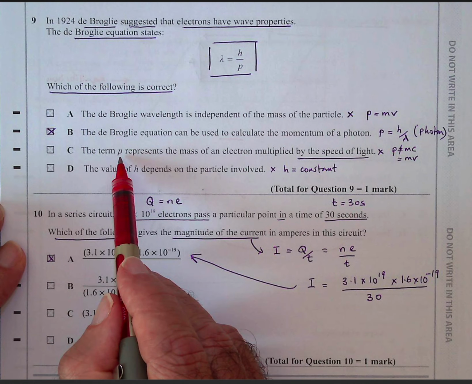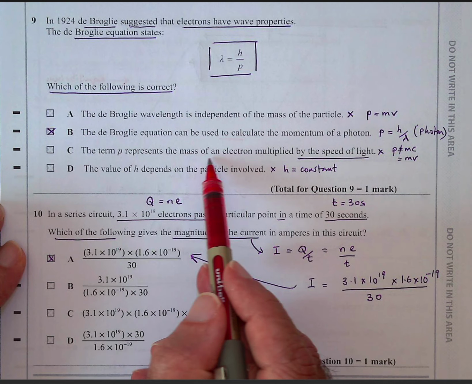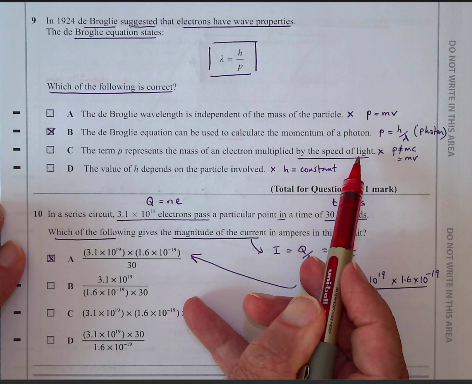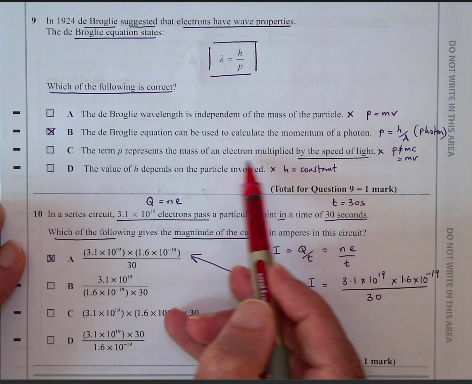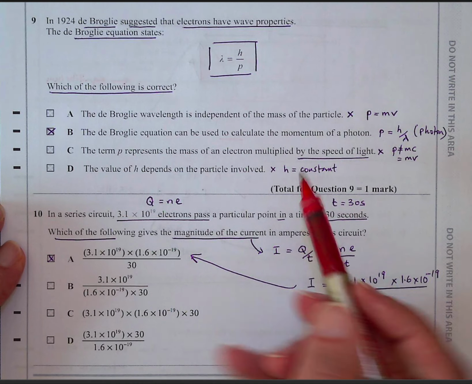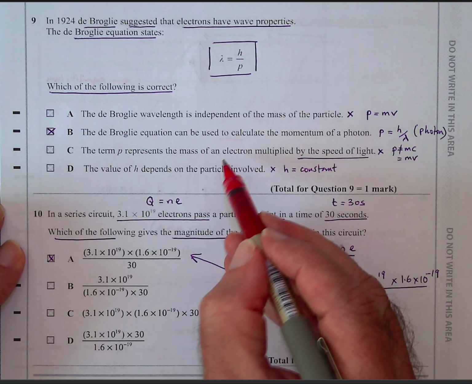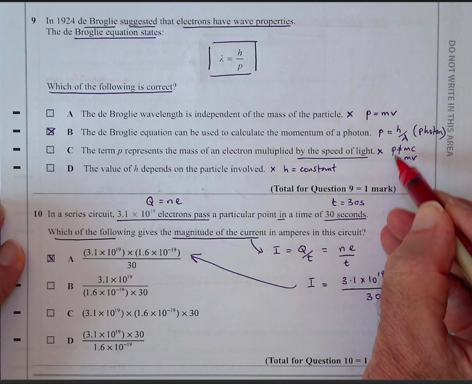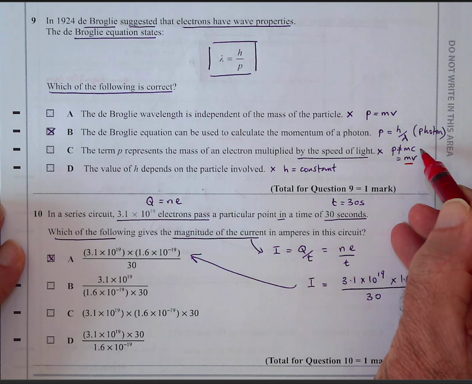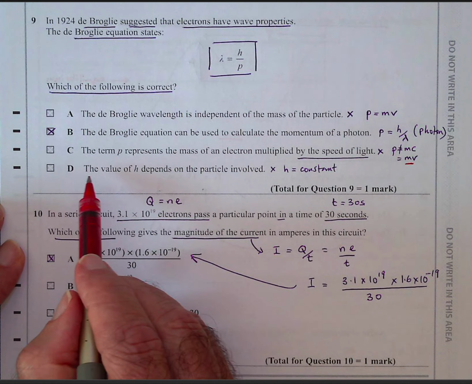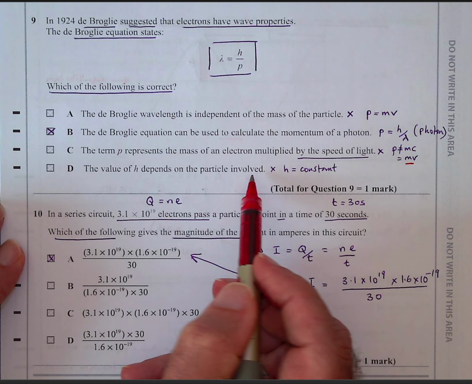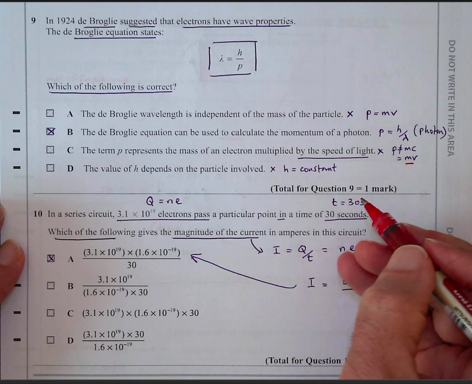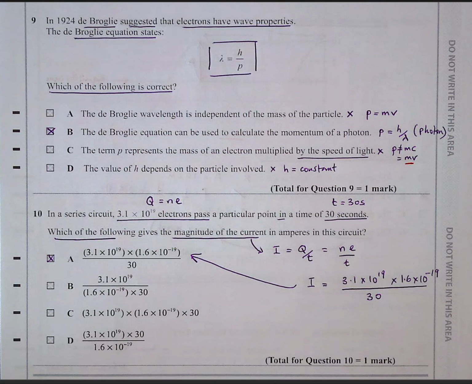The term p represents the mass of an electron multiplied by the speed of light. Yeah? Well, the electrons don't go the speed of light. If they did, it would be correct, but the electrons have their own speed. So p is mv, not mc, if you like. The value of h depends on the particle involved. No, h is a constant. It's Planck's constant and is given to you in your data sheet.